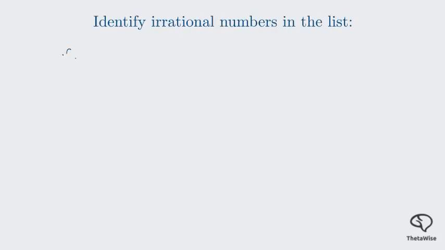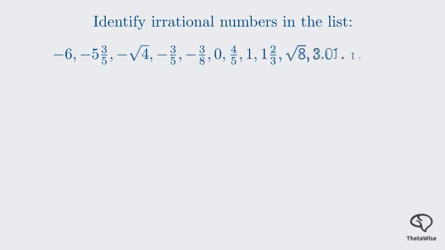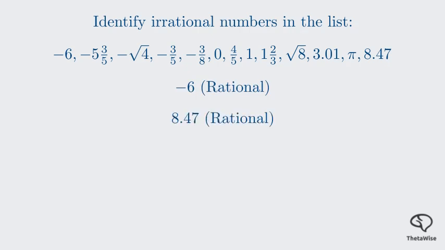Now, let's practice identifying them. We'll take a list of numbers and pick out all the irrational ones. Here is our list. We need to go through each number and decide if it meets the criteria for an irrational number. Let's analyze them one by one. Let's start with the easy ones. Negative 6 is a rational number. So is 8.47, which is a terminating decimal. Pi is one we already know is irrational.